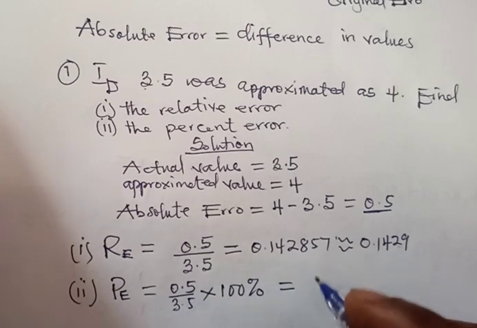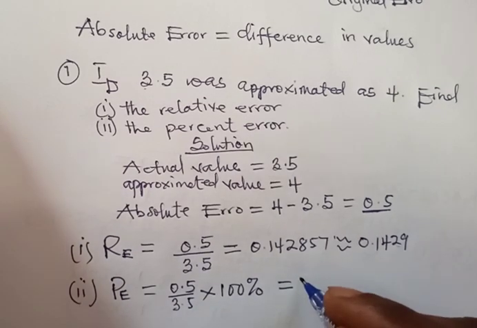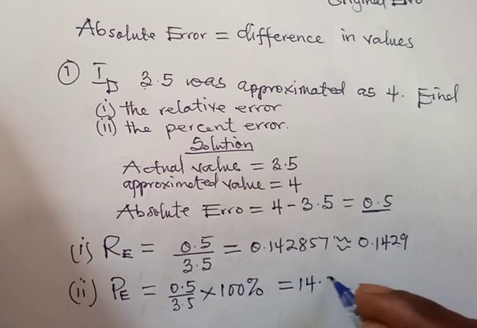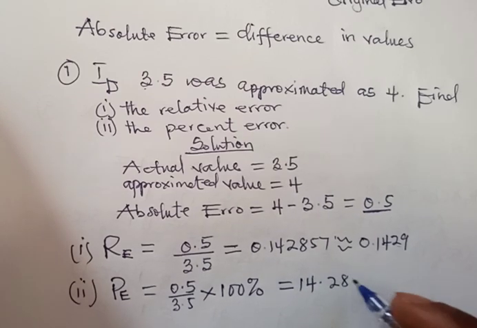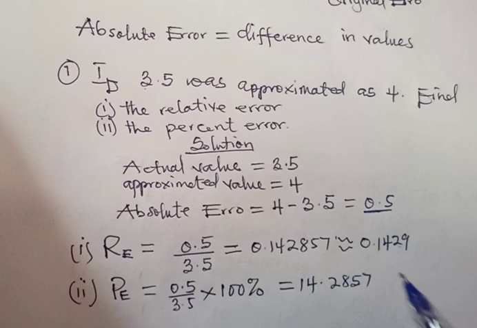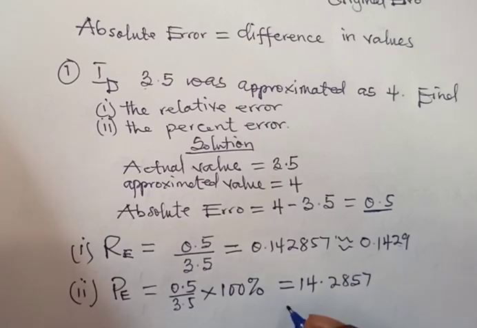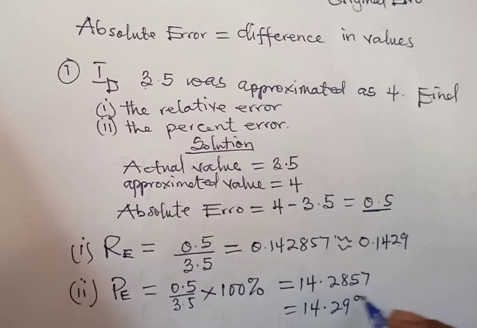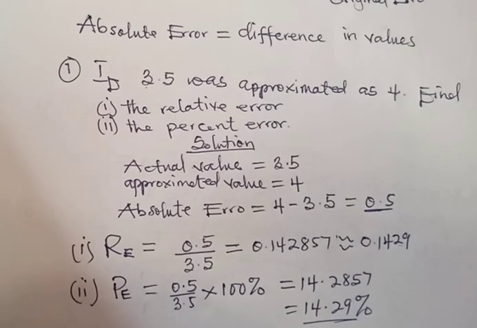So if you are multiplying by this, then we can get 14.2857. So this one also goes on; it is not terminating. So we can also decide to approximate it. So this one I will just approximate to 2 decimal places. All right. So I will get 14.29, then I'll add my percentage. Okay, so this gives the answer.